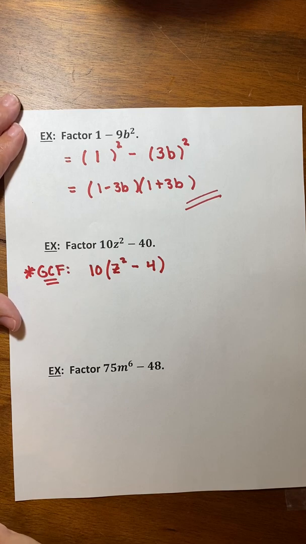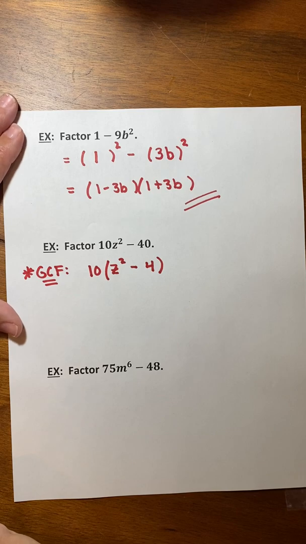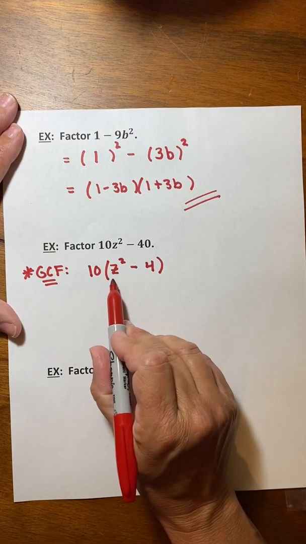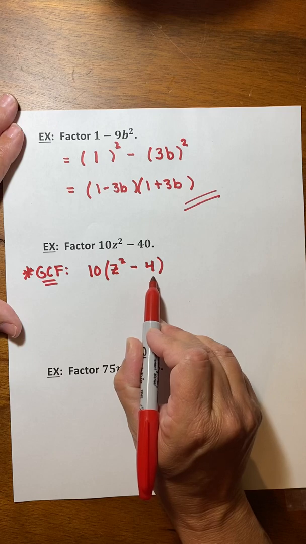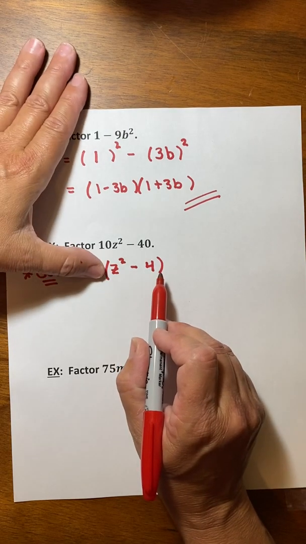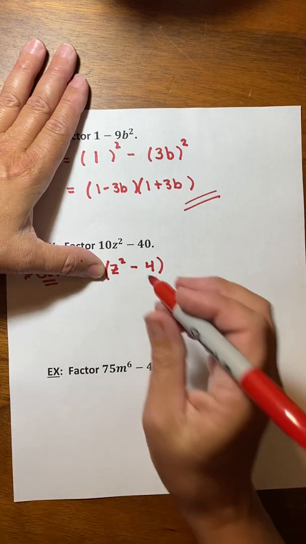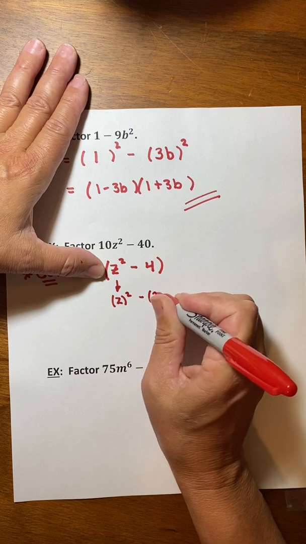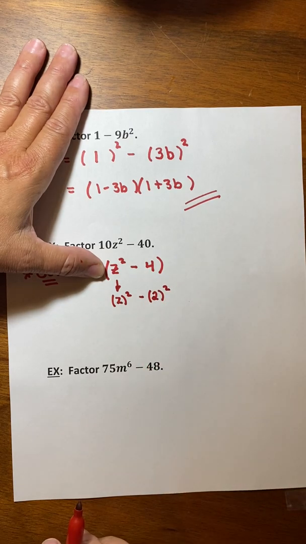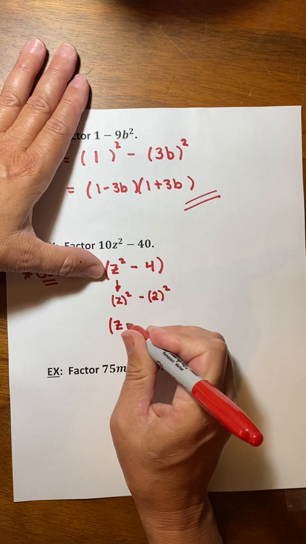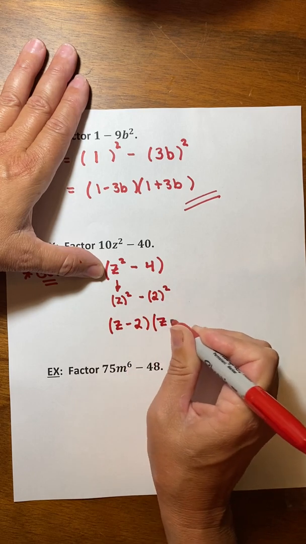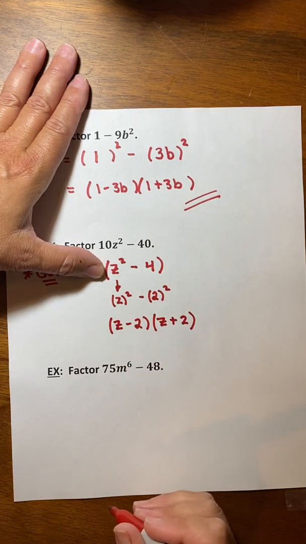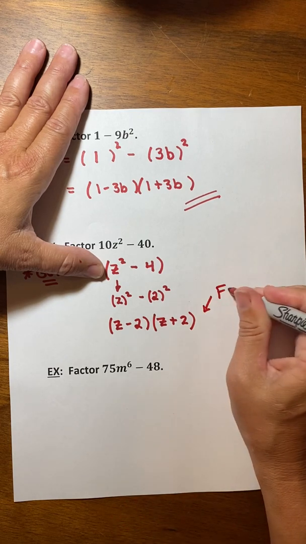Now, when you're asked to factor, it's understood that you will completely factor. So what does that mean? We have to look in the parentheses and say, can I factor what's inside the parentheses further? Well, if we forget this 10 for a moment and look at z squared minus 4, if you notice, this is just z squared minus 2 squared. So what's inside the parentheses is a difference of squares. So we can break z squared minus 4 down further into z minus 2 times z plus 2. So we have to factor completely, always.